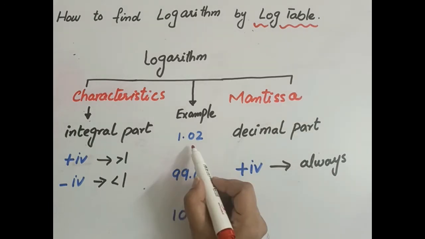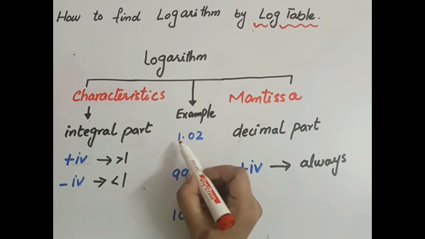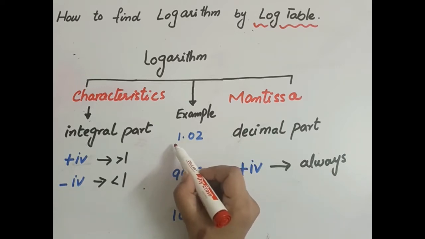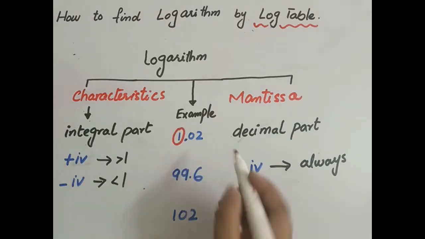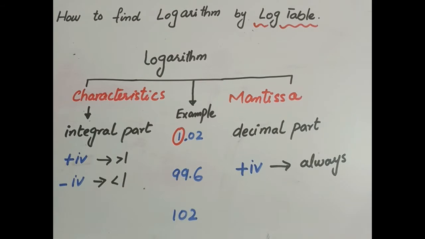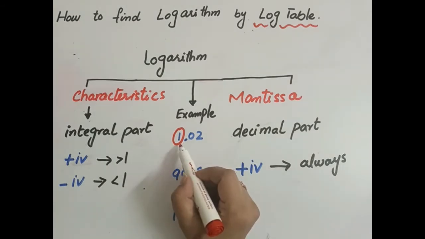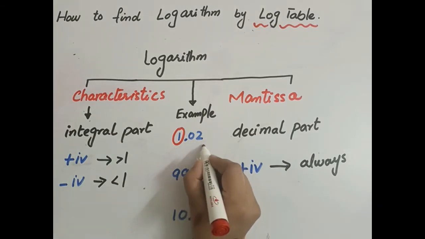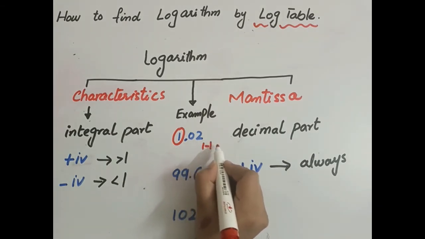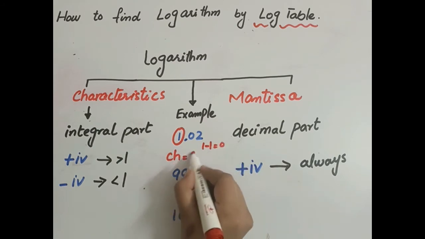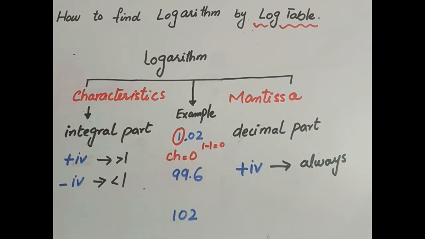If this is the number and we are going to find the characteristic of this number, how are we going to find it? We have to see how many digits are there in the integral part. In the integral part there is just one digit. So we have to subtract 1 from the number of digits in the integral part. 1 digit, and we subtract 1, is equal to 0. So the characteristic of this will be 0.